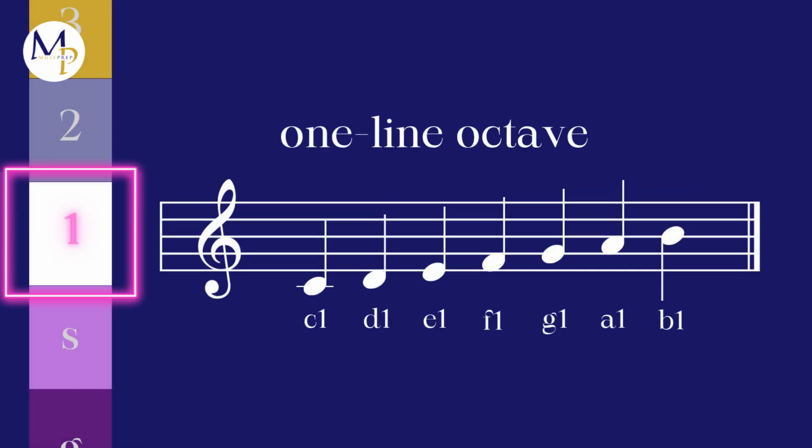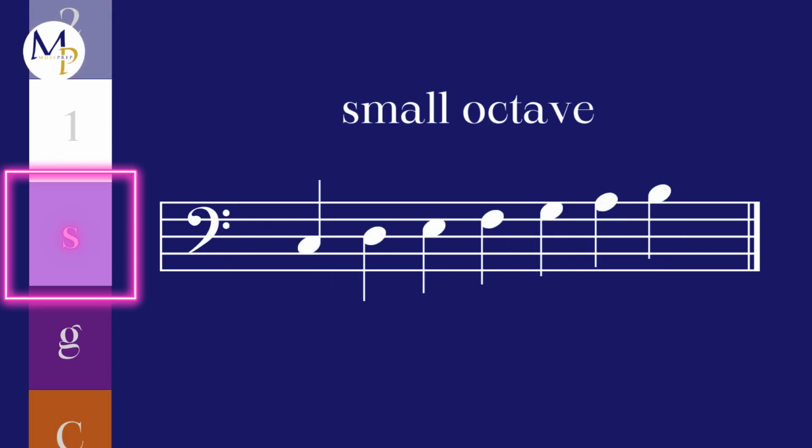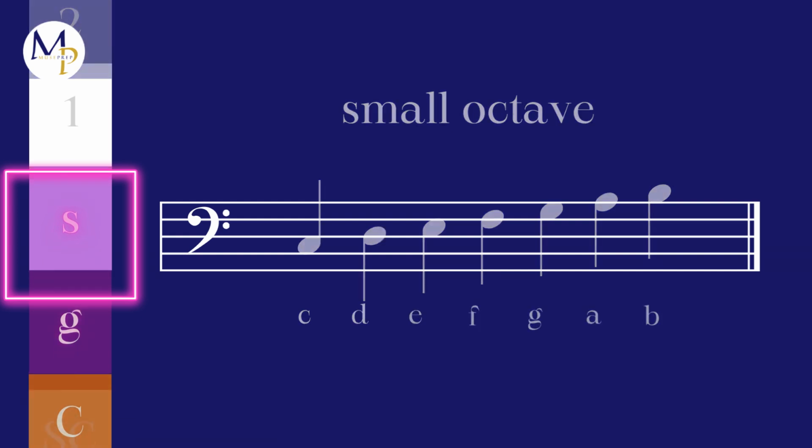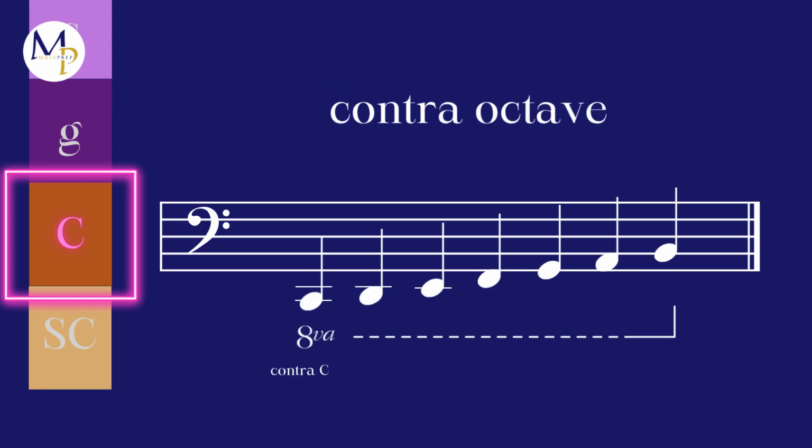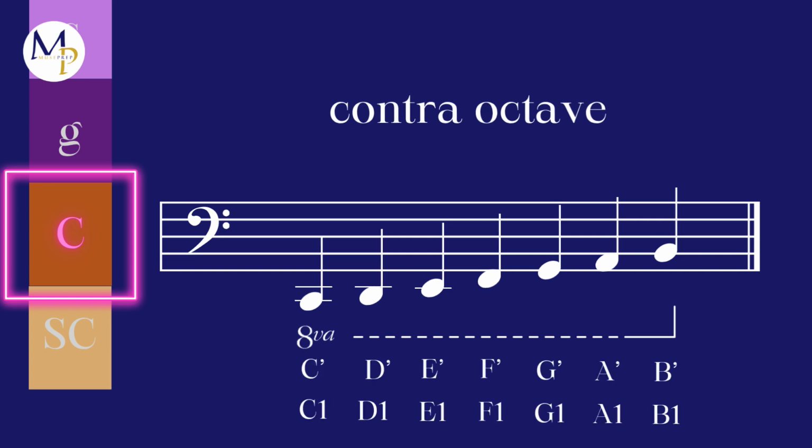Now let's look downward. Below the 1-line octave lies the small octave. Its notes are written with lowercase letters, small c, small d, and so on. Below that is the great octave, capital C up to capital B. Even lower is the contra octave, contra C, contra D, and so on. Here, the capital letters also carry a mark or a number.